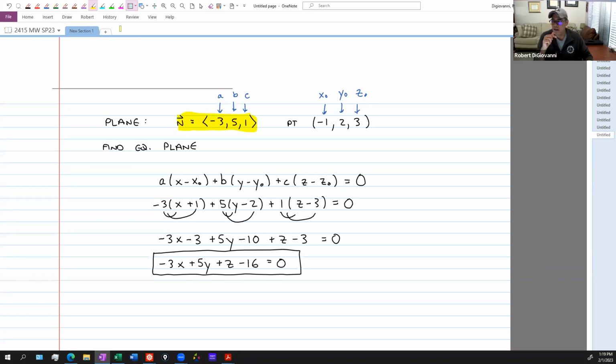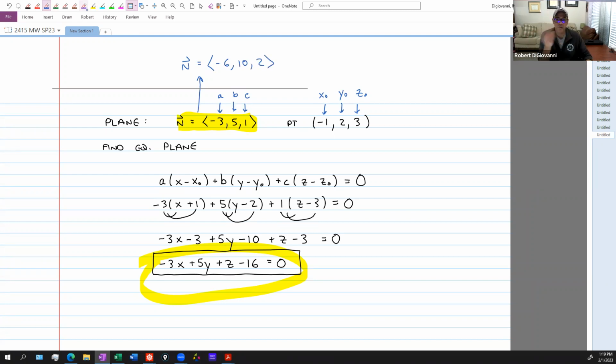What do you think? Shake your head, yes or no. If I change the normal vector, does this equation at the end change? I'm seeing some no's and some yeses. Let's try. Let me use a different normal vector. Let me scale it. I'm going to double everything: negative 6, 10, 2.